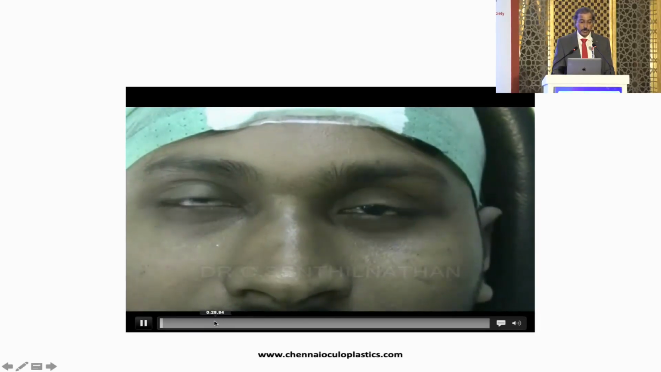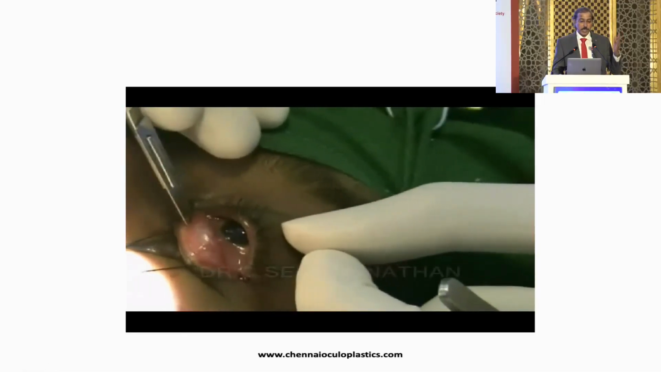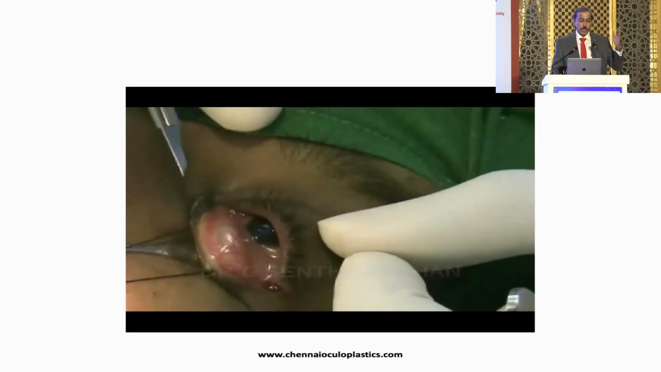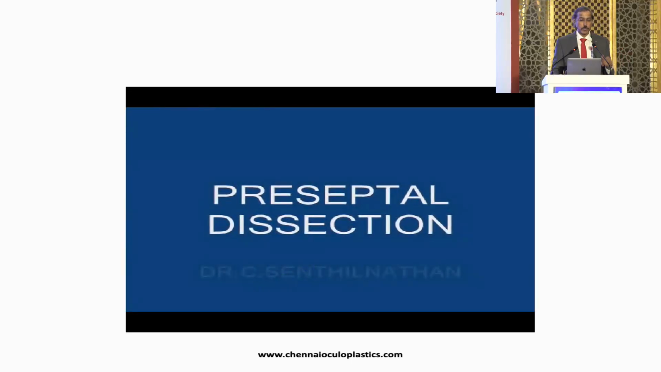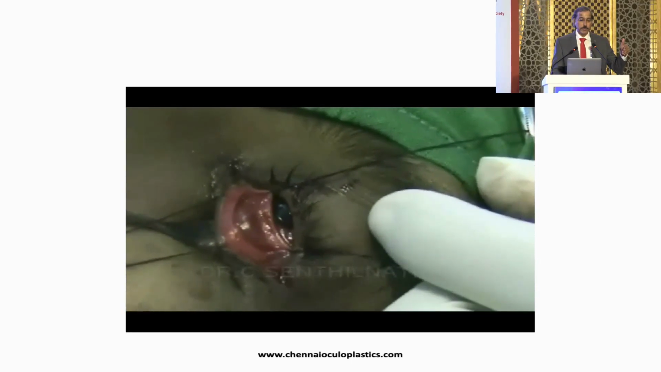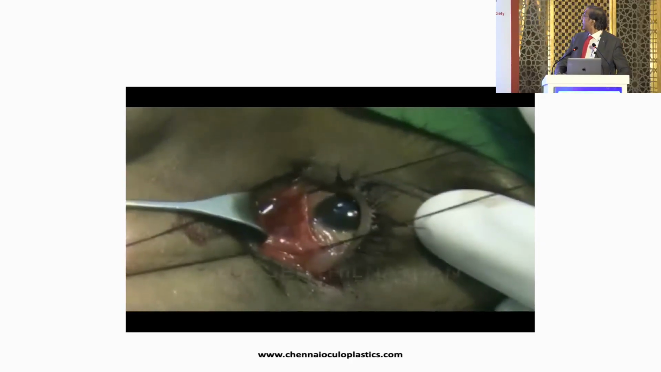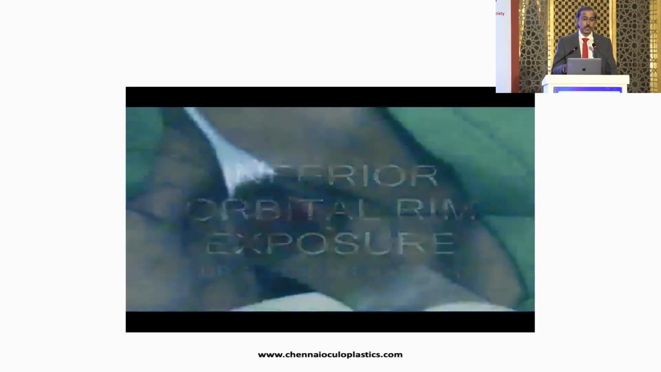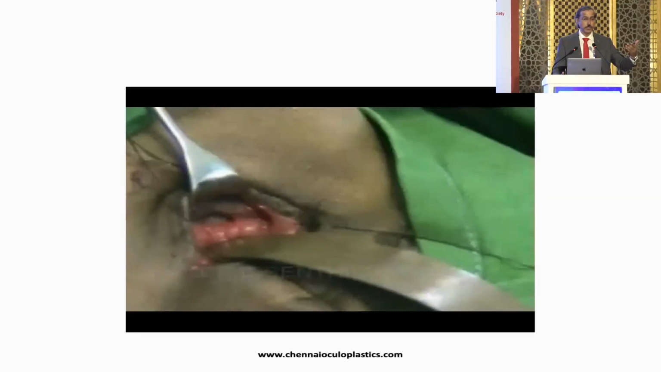Basically, you make an incision infratarsally. You invert the lid, make an incision in the infratarsal area, and then you go in front of the septum without opening the septum. So you do a preseptal dissection, and you reach the inferior orbital rim. Once you have reached the inferior orbital rim, you make an incision in the inferior orbital periosteum, and then go underneath the periosteum, lift all the contents, and reach the floor.